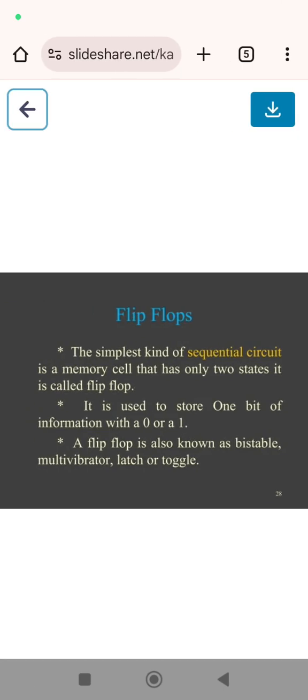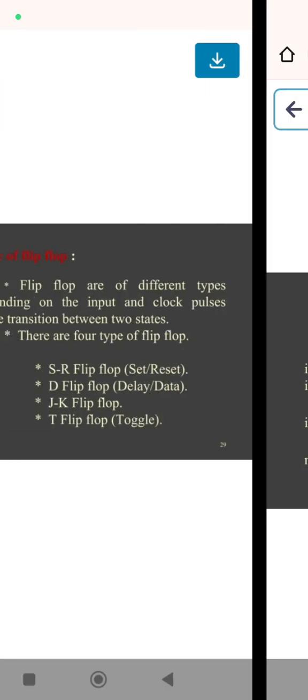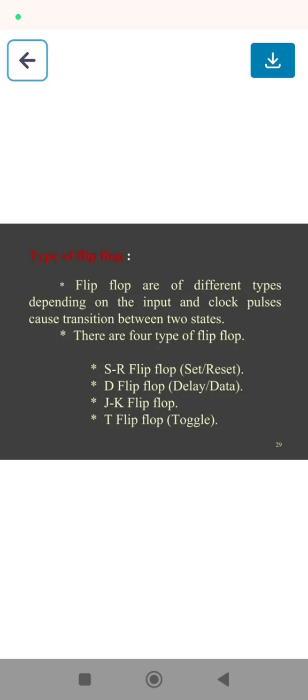Next we can see about flip-flops. The simplest kind of sequential circuit is a memory cell that has only 2 states. It is called a flip-flop. It is used to store 1 bit of information, a 0 or 1. A flip-flop is also known as bistable multivibrator, latch or toggle. There are different types of flip-flops depending upon the input, and the clock pulses cause transitions between the 2 states.